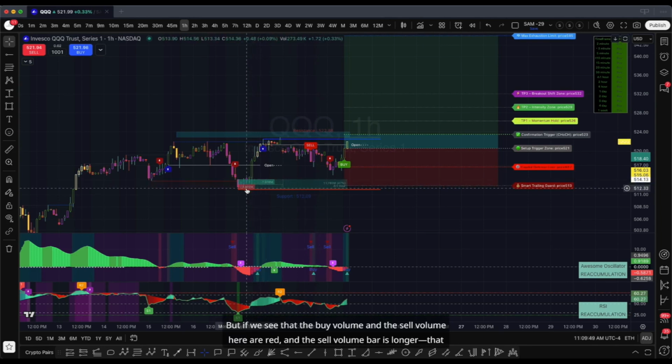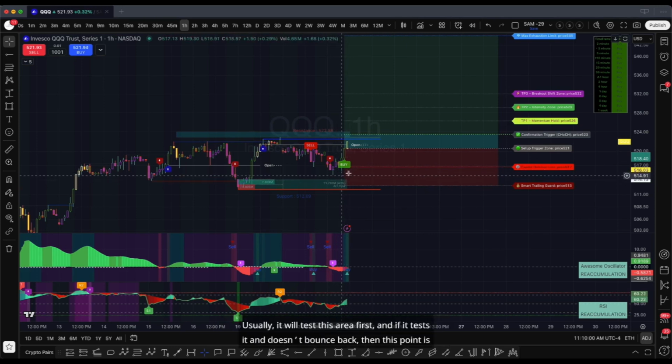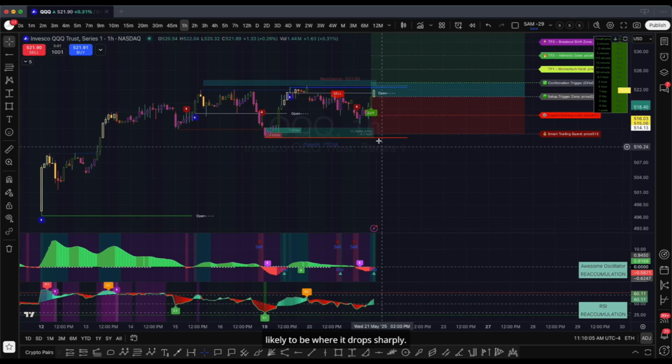But if we see that the buy volume and the sell volume here are red and the sell volume bar is longer, that means the sell volume is strengthened. When the price gets rejected here and drops, it will likely backtest this area. Usually it will test this area first, and if it tests it and doesn't bounce back, then this point is likely to be where it drops sharply.